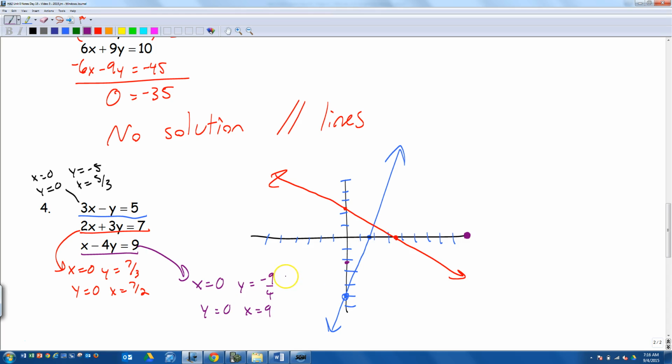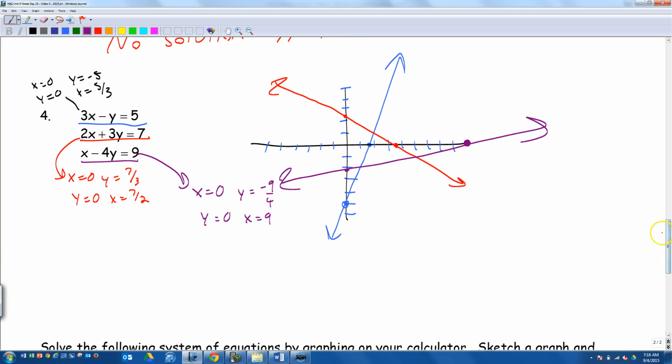If I connect those dots, you should see that there is not one intersection point for those three lines. They would all have to meet at one spot. They don't, so in this case this is another no solution. And again, you can say the three equations don't intersect at one spot.